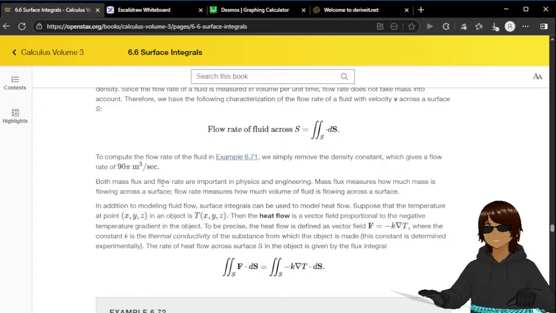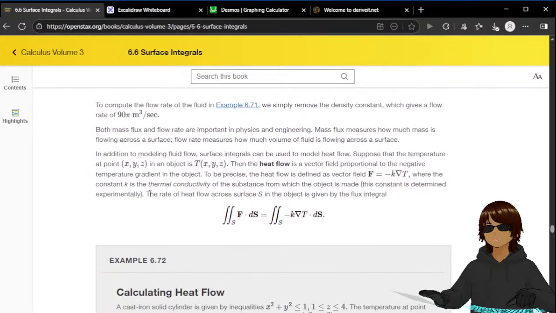Both mass flux and flow rate are important in physics and engineering. Mass flux measures how much mass is flowing across the surface. Flow rate measures how much volume of fluid is flowing across the surface. In addition to modeling fluid flow, surface integrals can be used to model heat flow. Suppose that the temperature at point xyz in an object is T(x,y,z). The heat flow is a vector field proportional to the negative temperature gradient in the object. To be precise, the heat flow is defined as a vector F equal to minus k nabla T, where the constant k is the thermal conductivity of the substance from which the object is made. The rate of heat flow across the surface S in the object is given by the flux integral.